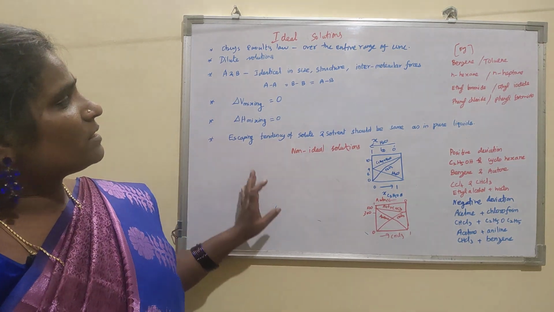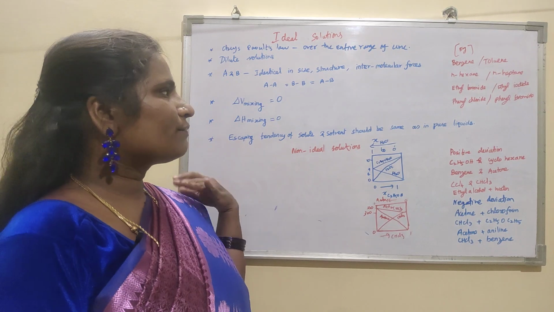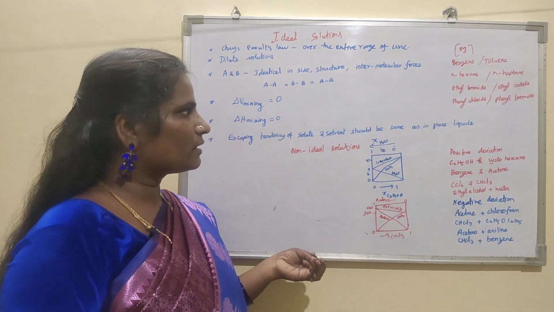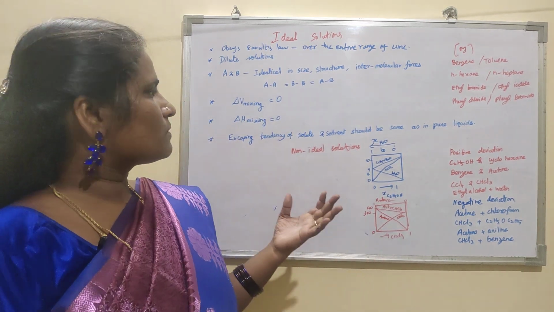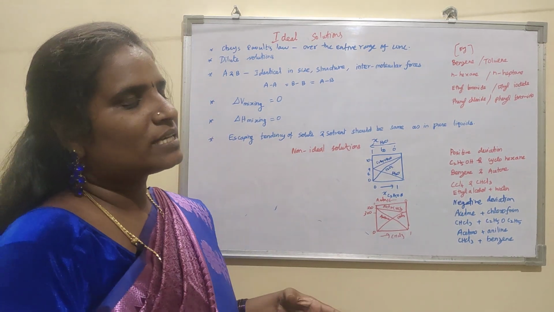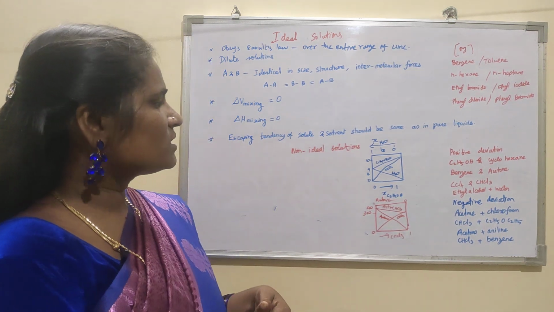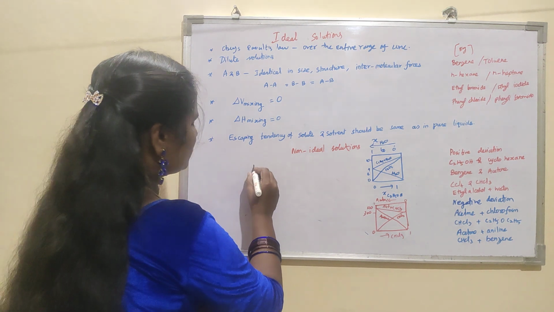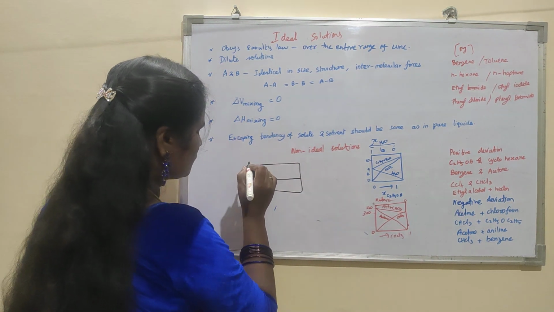If the particle sizes of A and A, B and B, and A and B are different, and they have different structures and different intermolecular forces, those solutions are known as non-ideal solutions. And if there is a volume change and an enthalpy change during mixing, those solutions are also non-ideal solutions.